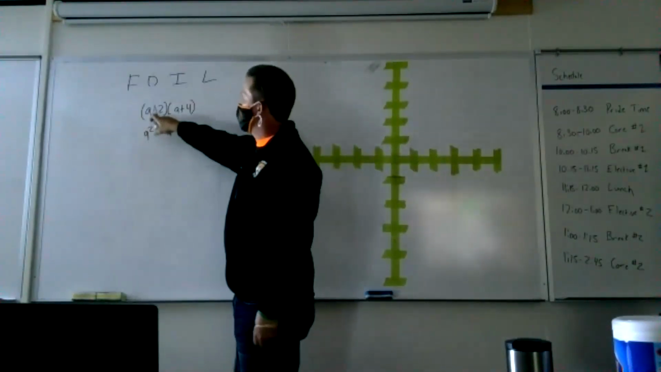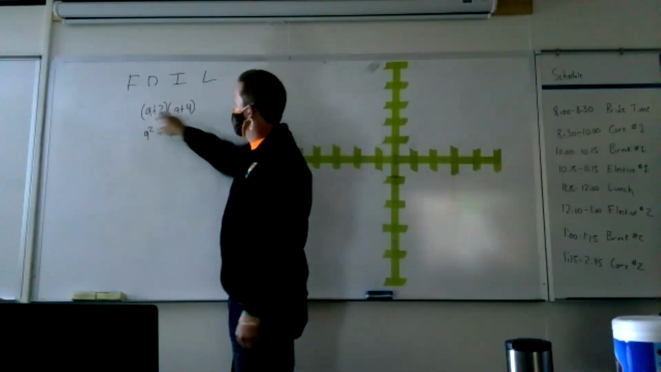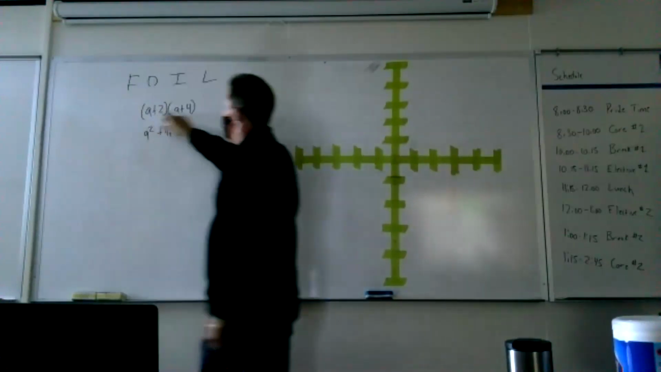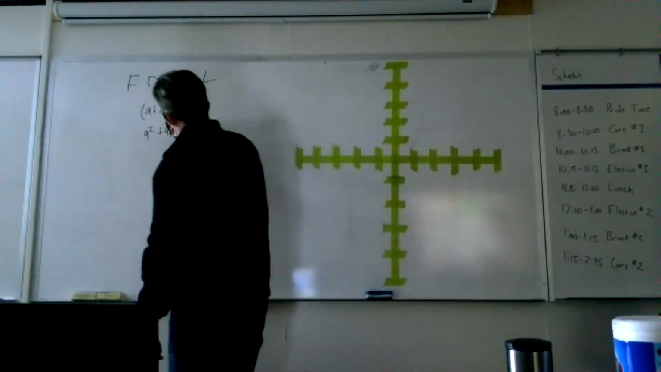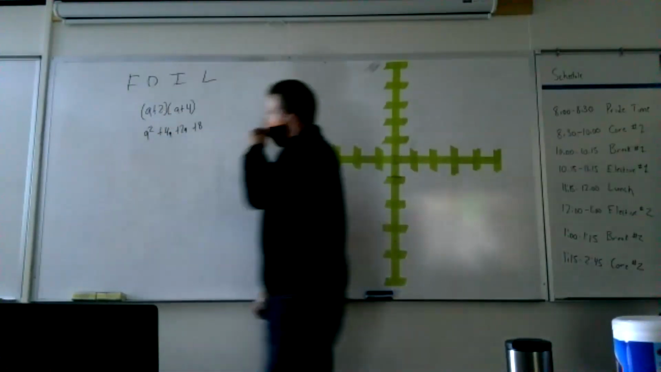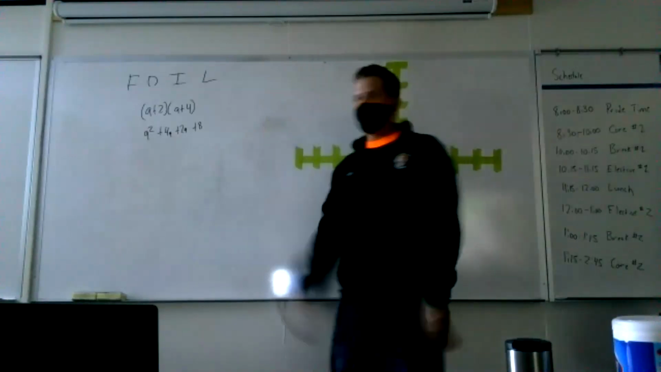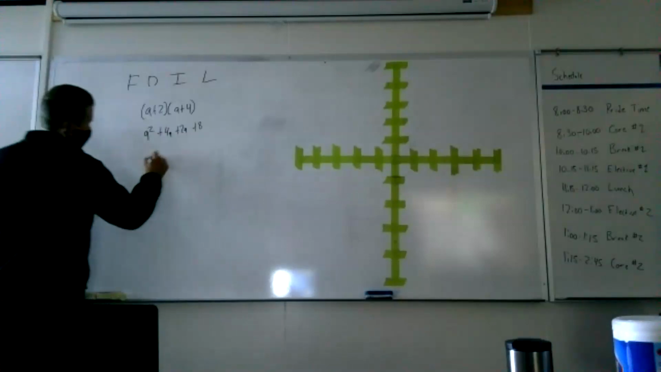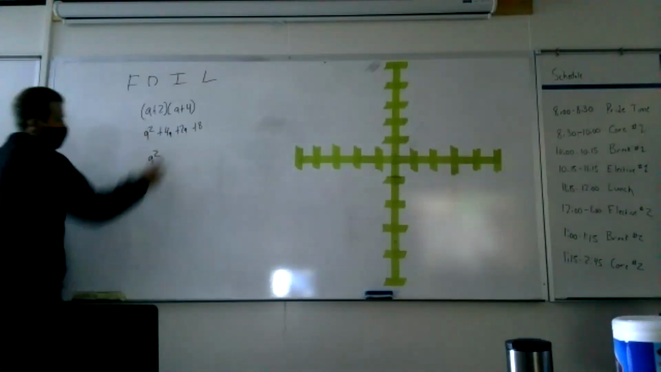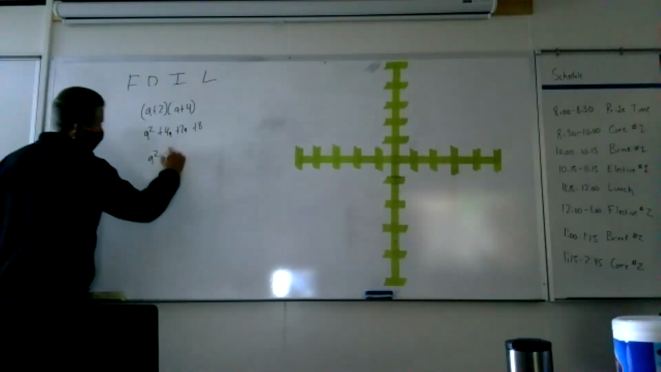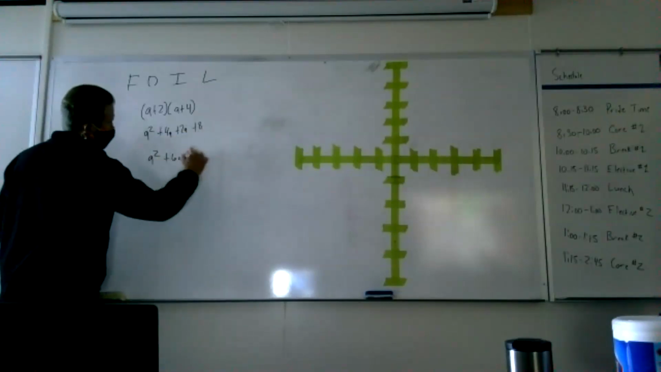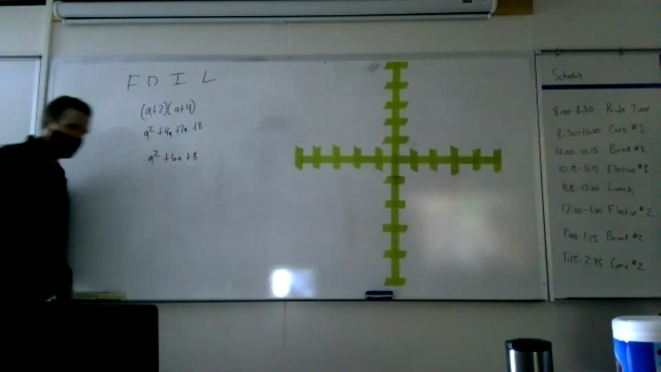Our inside terms, 2 times a is equal to 2a. And then 2 times 4, our last terms, is equal to 8. And then once again, we combine like terms. So there isn't another instance where we have a squared. So a squared will stay. 4a and 2a can be combined to equal 6a. And then 8 is left by itself.